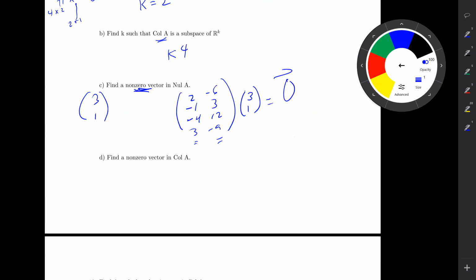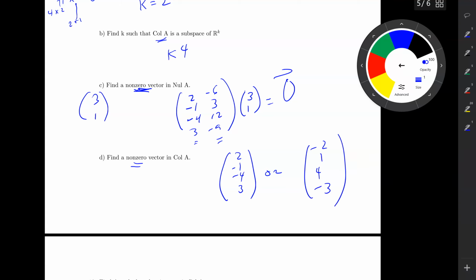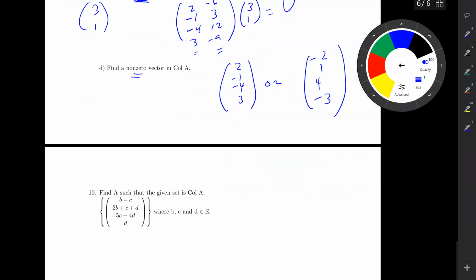So let's find a non-zero vector in column A. One non-zero vector in column A. Well, I could pick a column, couldn't I? There we go. Or I could pick negative 1 times that column. Or I could pick the other column. So any linear combination of a column of A.